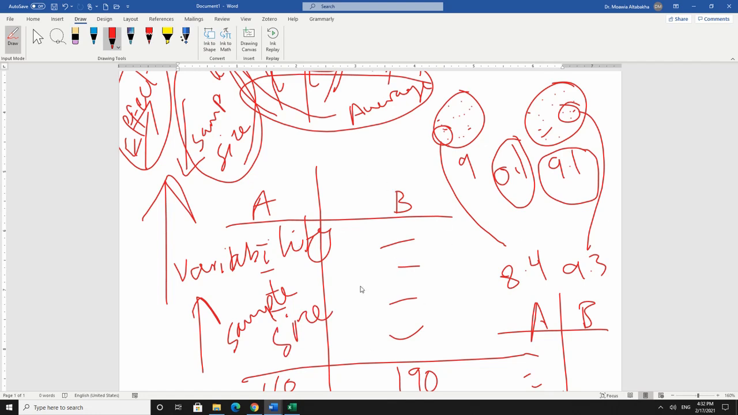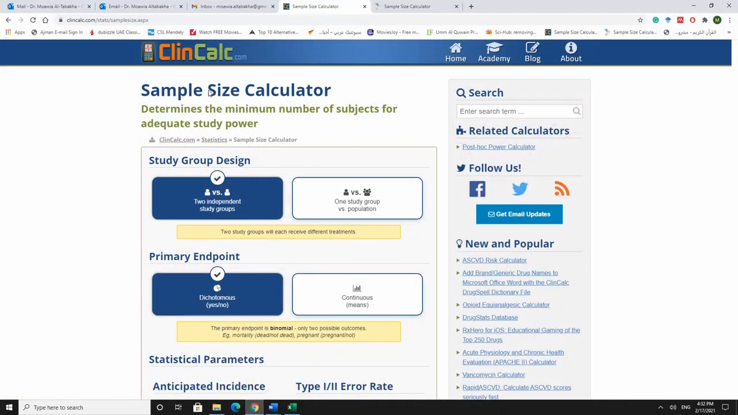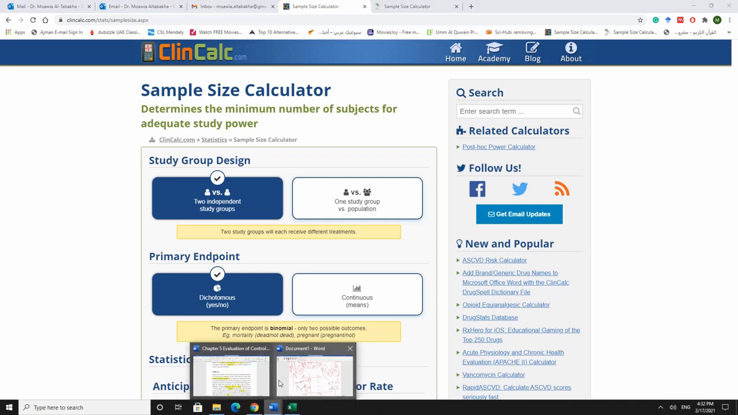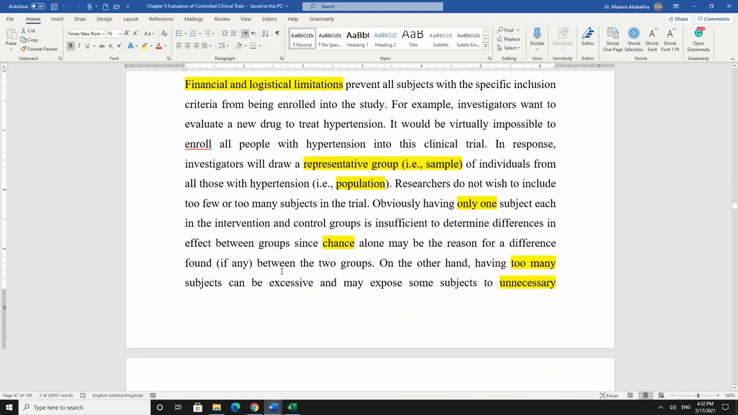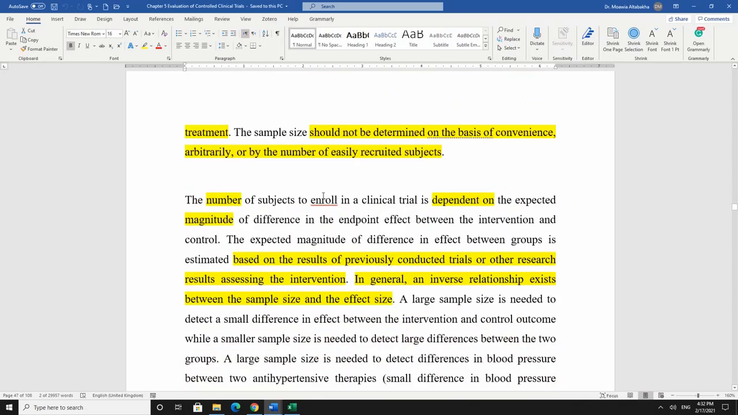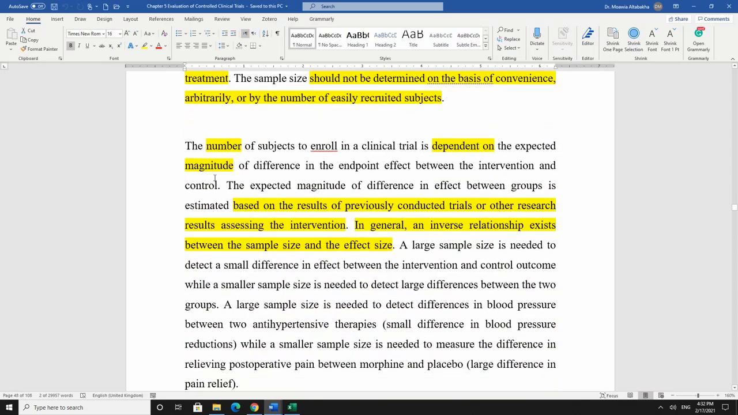So I hope this quickly tells you how we do that. And before I go to this website, just to go quickly, what you need to know is the effect, the magnitude of difference between the two groups, can be based on results from previous research trials.